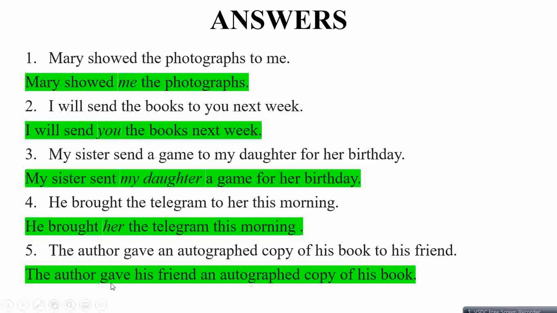Question 5, the author gave an autographed copy of this book to his friend. Now you have to omit this preposition to. In that case, the author gave his friend an autographed copy of his book.